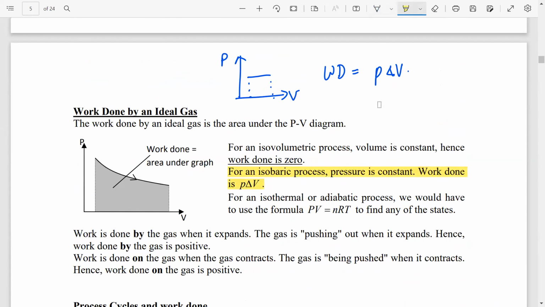Again, positive, negative, you have to take note of it, whether it's expansion or contraction. But you can see that P delta V is actually the same as the area under the graph. So we can say that it's just the area under the graph. In fact, the work done is actually the integral of P dV, but you don't need to know that. So that's why you get the area under the graph. And for isochoric, work done is zero because there's no area under the graph.